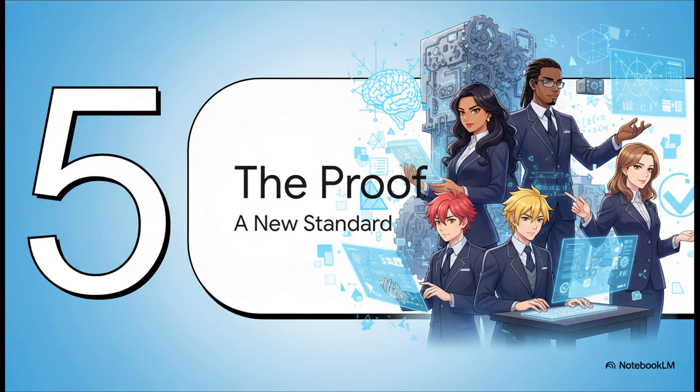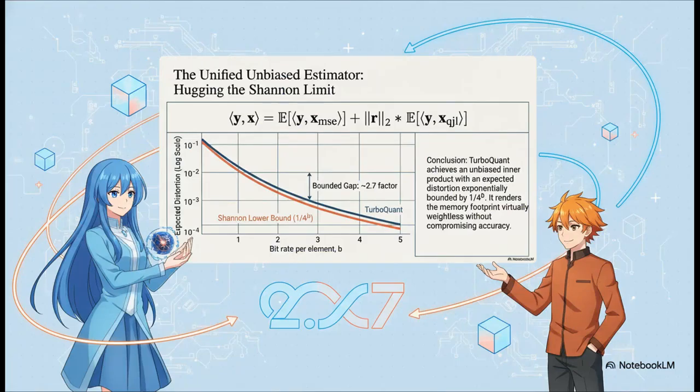So, we've just walked through this incredibly clever two-stage mathematical engine. The theory is airtight. The logic is beautiful. But does it actually work? Let's look at the proof. And here we are, full circle, back at the Shannon limit graph. And just look at that. That blue line, TurboQuant, is practically painted on top of the red line, the theoretical limit. It achieves an error that's within a constant factor, about 2.7 times, of the physical limit of information itself. I mean, from a theoretical standpoint, this is about as close to perfect as you can get.